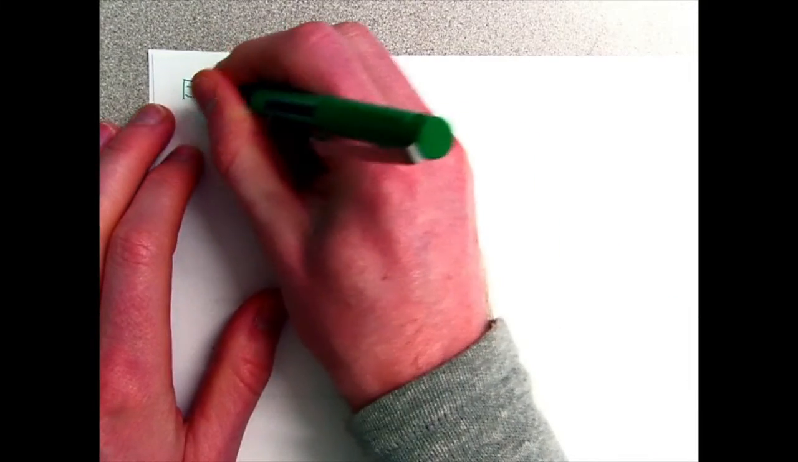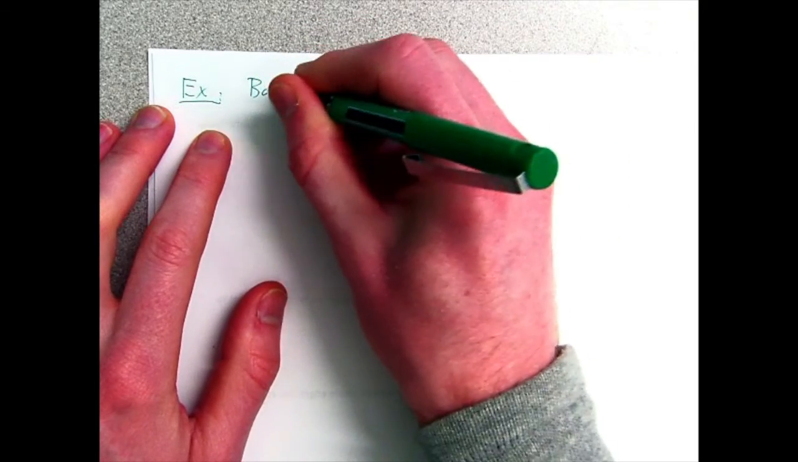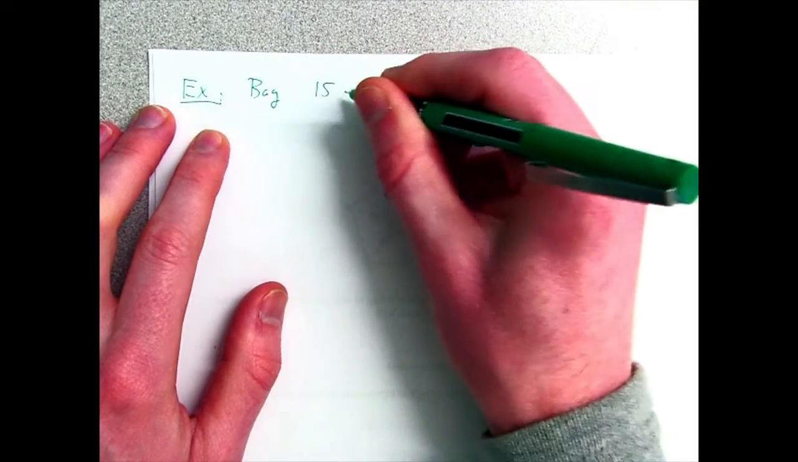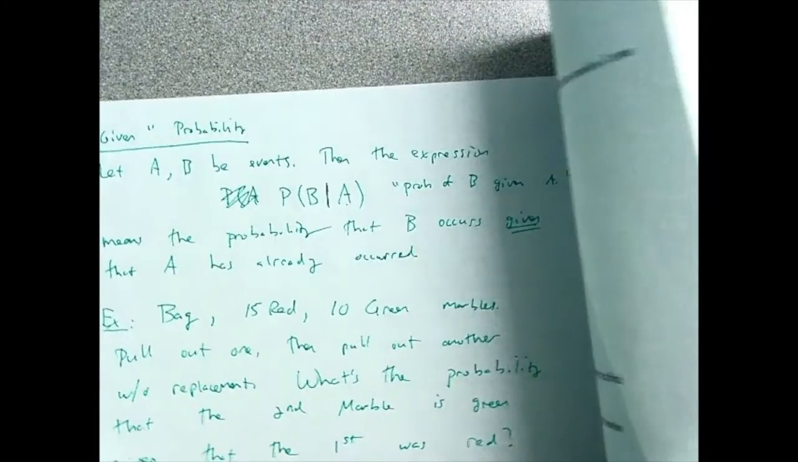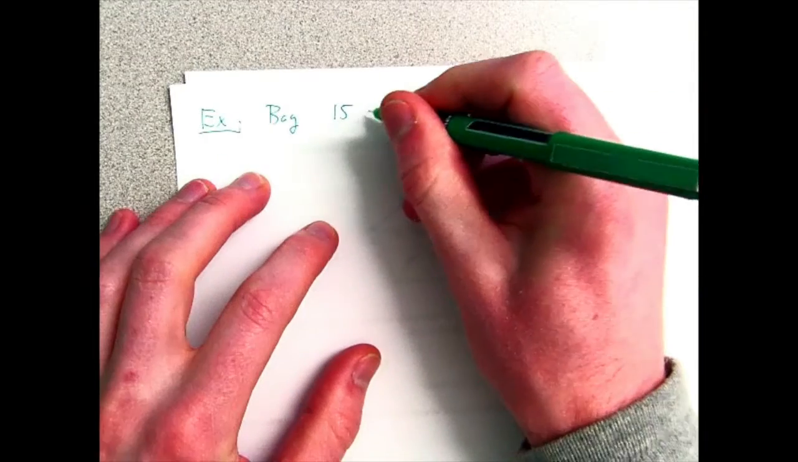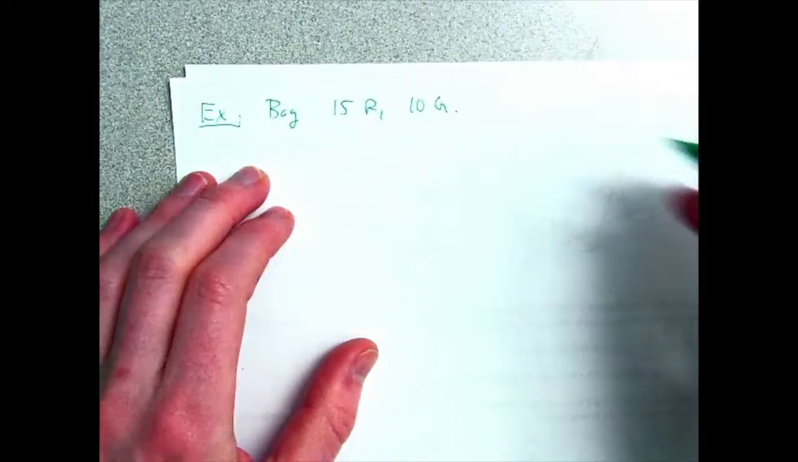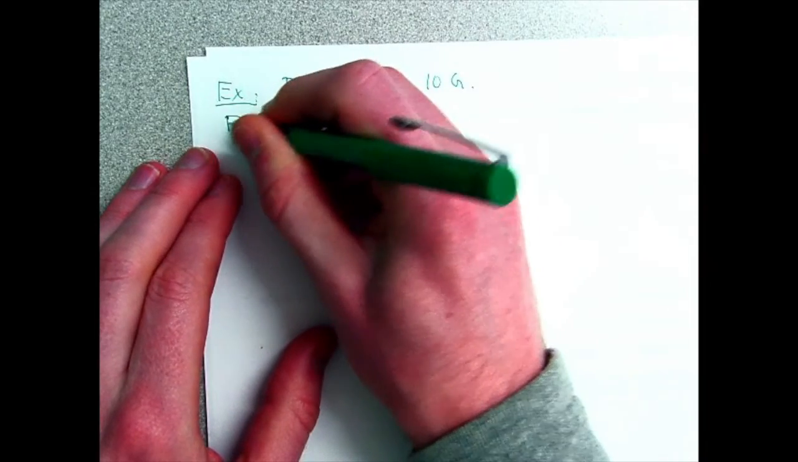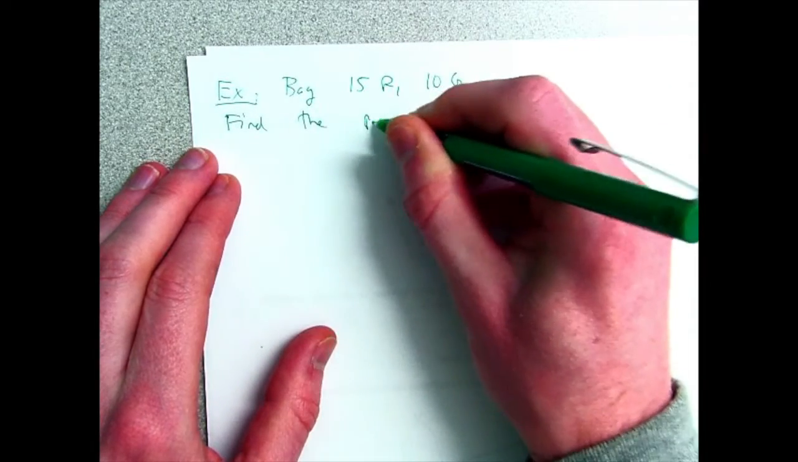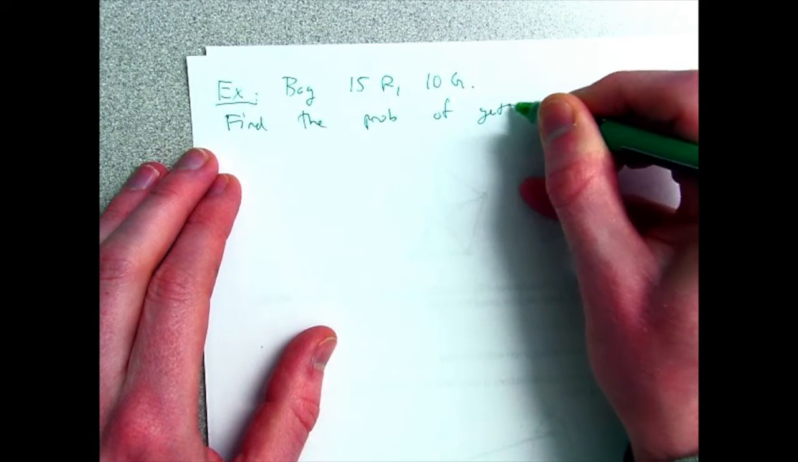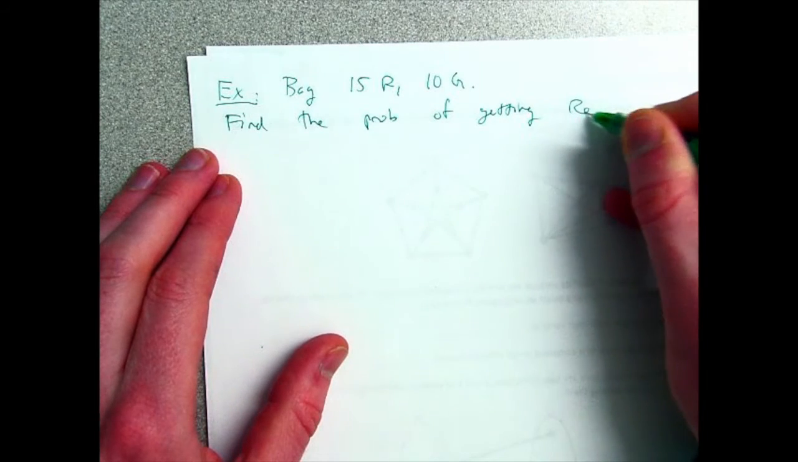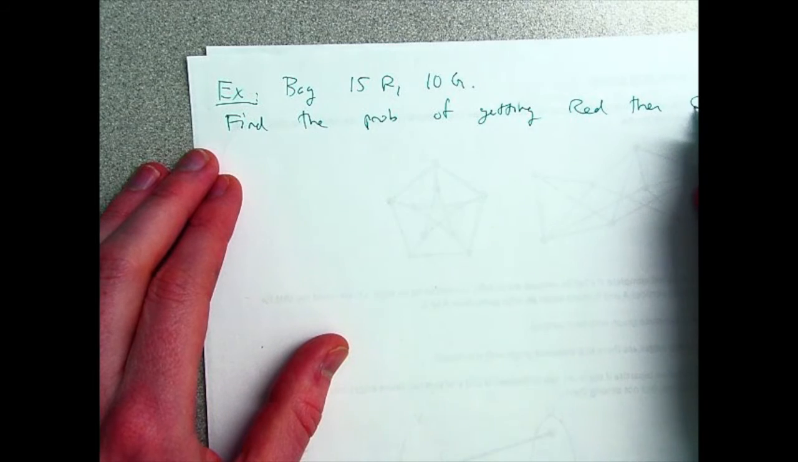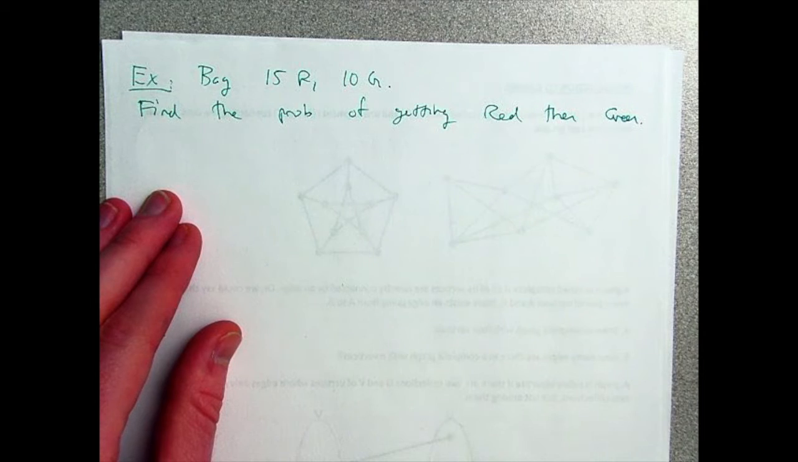So I'm going to keep using that same example. We've once again got this bag, and we've got 15 red and 10 green marbles. We're going to keep using that example. So 15 red, 10 green. And I'm going to say find the probability of getting red then green. Or if you like, red and then green.